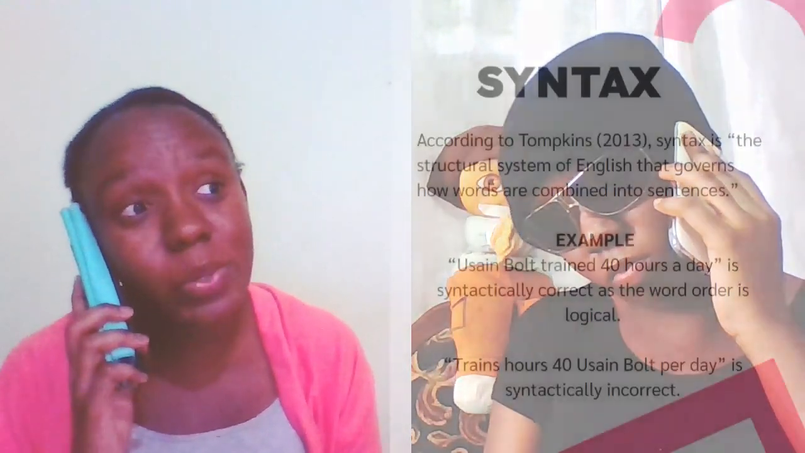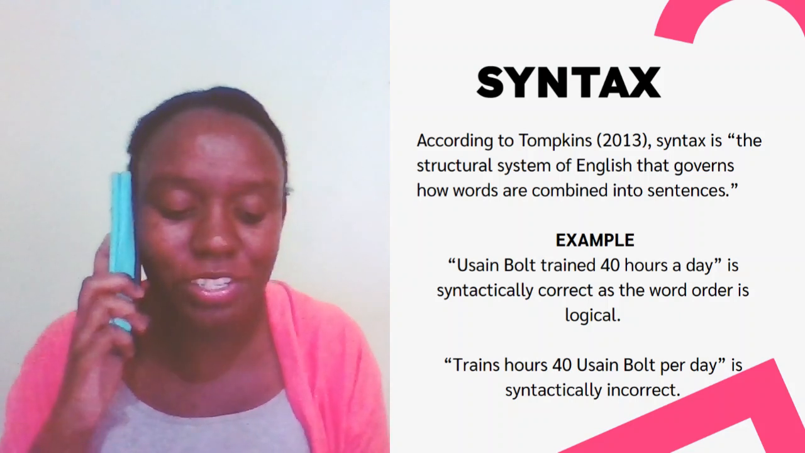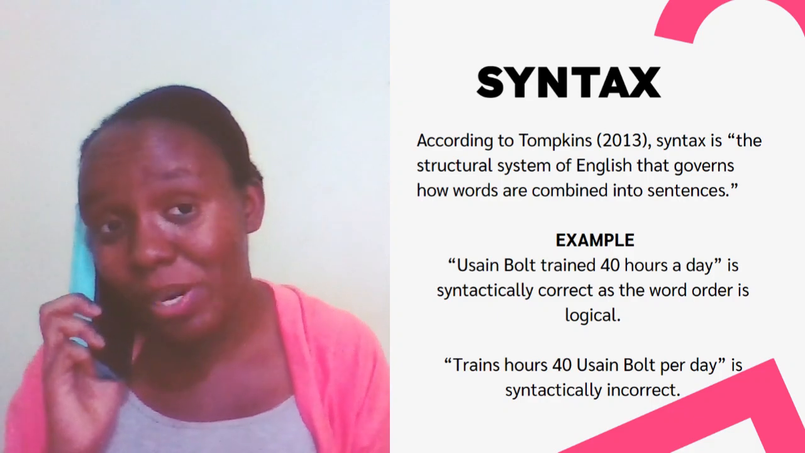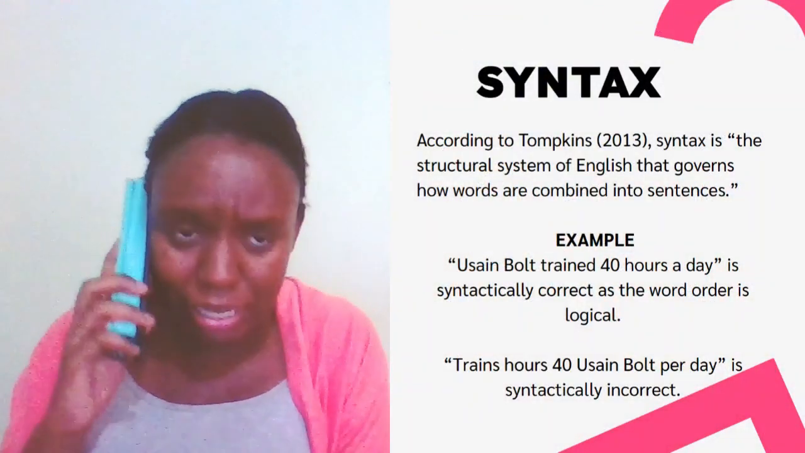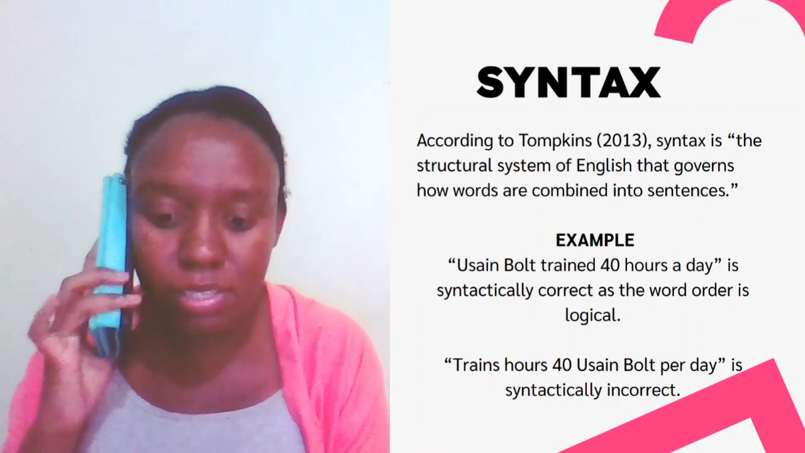What about syntax? So the syntactic system, according to Tompkins 2013, is the structural system of English that governs how words are combined into sentences. In other words, it deals with the word order, rules, and grammar, patterns of language, punctuation. For instance, syntax tells us that Usain Bolt trained 40 hours a day. Whoa. Right, 40 hours aren't in a day. But the sentence is an acceptable sentence grammatically and syntactically because the order of words and punctuations are fine.